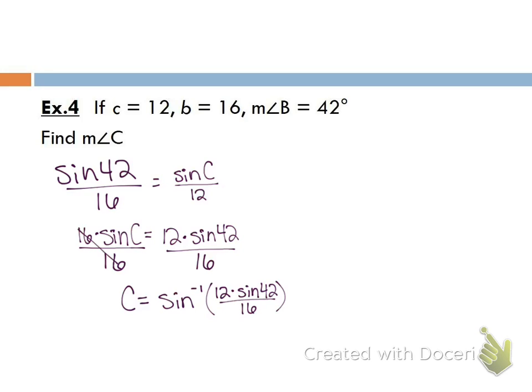Again, we should get used to how this would go into our calculator. What did we get rounded to the nearest tenth? 30.1 degrees. Are we all agreeing on that? Anybody have questions, concerns, or need help getting that? 30.1 degrees.